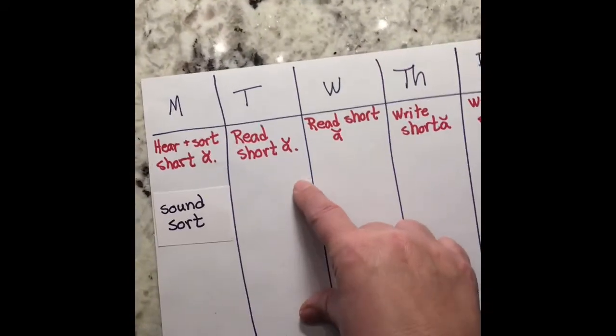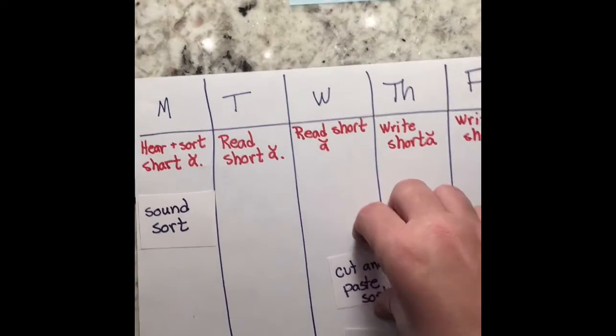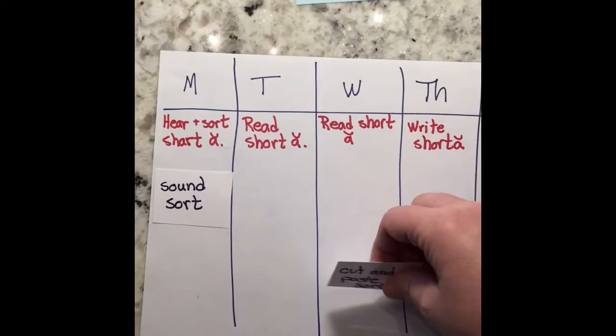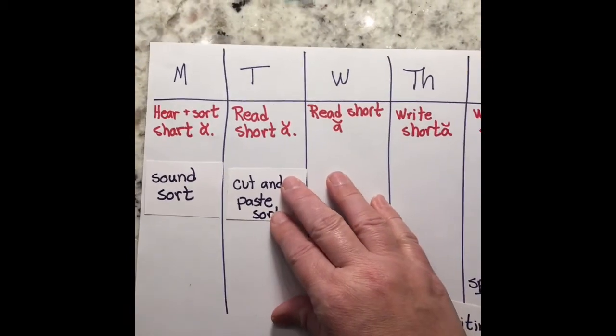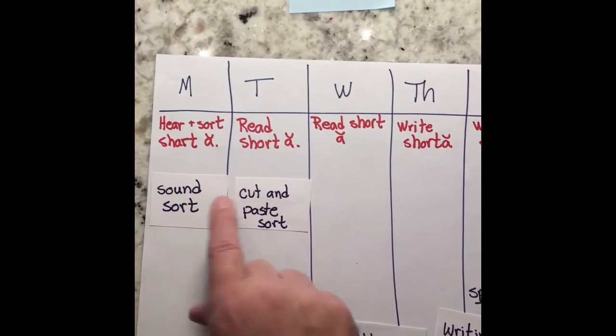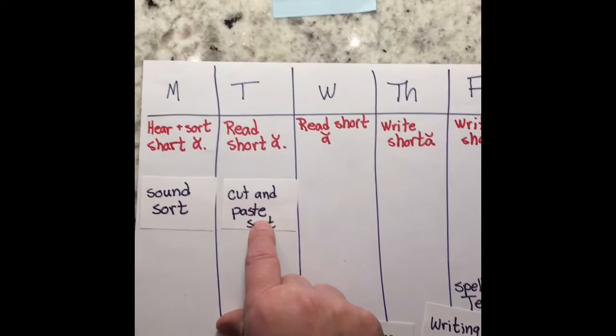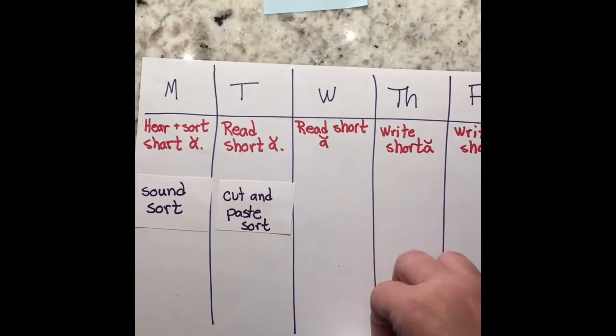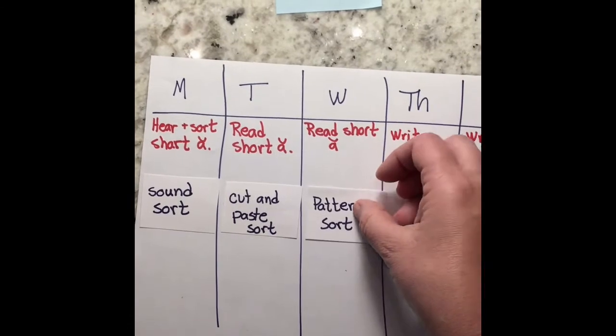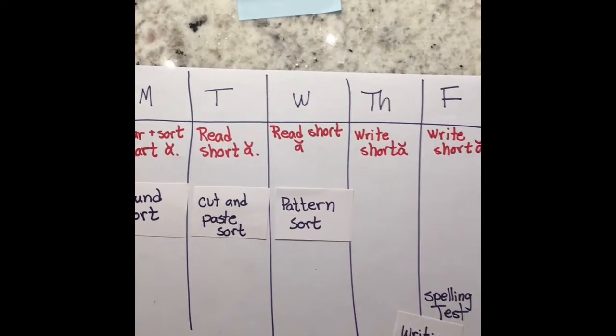Tuesday, I want kids to read the short A. And I know it's a short vowel pattern, so I'm going to use this cut and paste sort. That's the one where we were using the pictures that we had sorted on the first day to kind of decide how to read a word. The second day, I'm going to do a pattern sort because that's kids reading the words. You saw a demonstration of that.